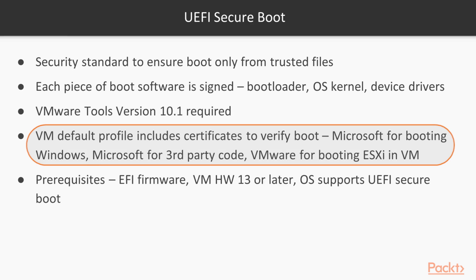So if you're booting Windows, there is a Microsoft certificate that is used to verify that the software that is actually booting is signed by Microsoft. There is another Microsoft certificate within the virtual machine default profile, which is used for third-party code. So for device drivers, for example, in Windows, that certificate is used to verify that those device drivers are actually signed and approved by Microsoft. And of course, if you boot ESXi in a virtual machine, there is also a VMware certificate to ensure that ESXi is booting from trusted VMware files.